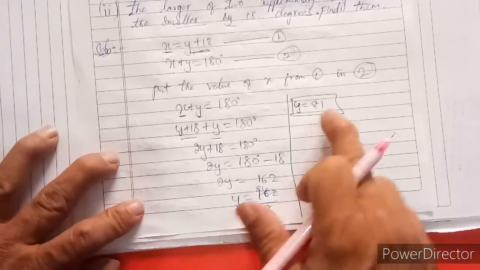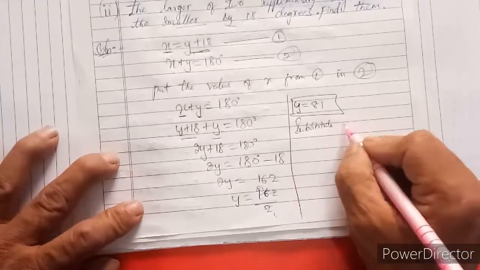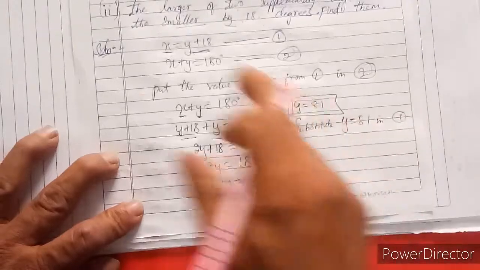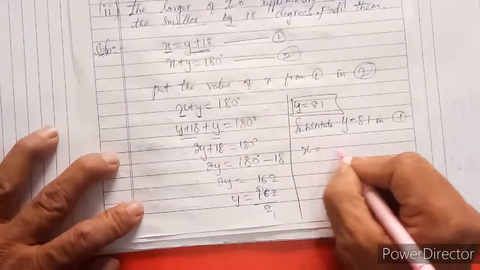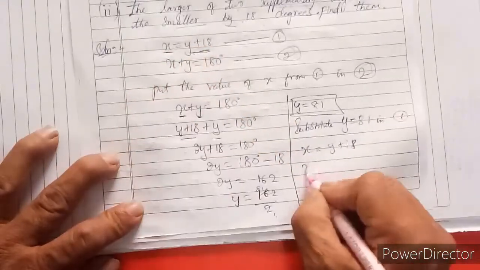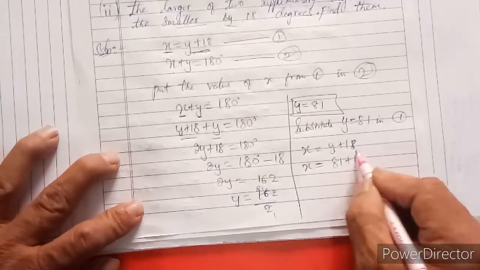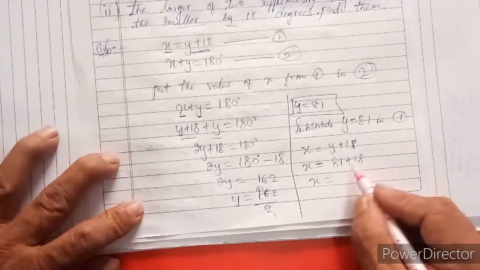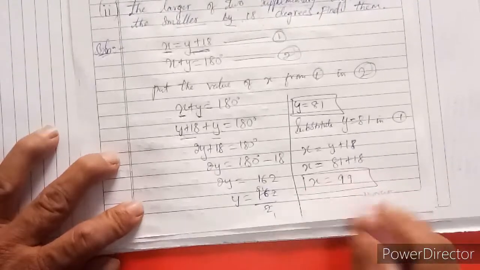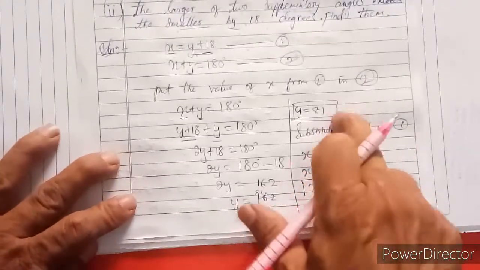Now we got the y value, 81. Now substitute y is equal to 81 in equation 1, and we will get the value of x. x is equal to y plus 18, this is equation 1, and x is equal to 81 plus 18. If we add both, 81 plus 18 is 99. This is the value of x. This is the sum we are done. This is the x value, and this is the y value, we got it here.